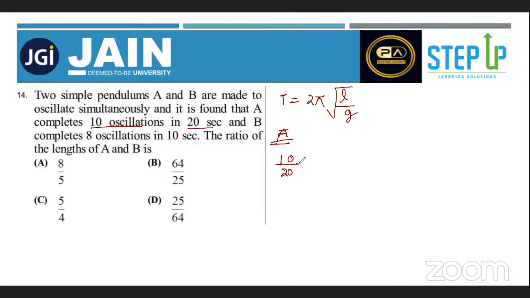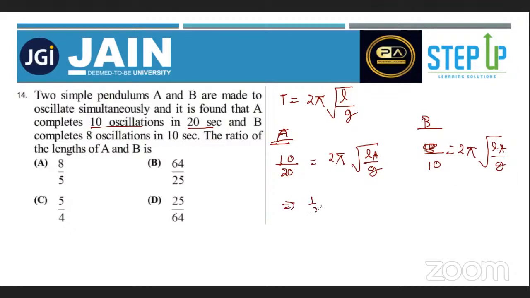Number of oscillations per second is 2 pi root over LA by G. This G is not changing. Or for B, if I want to write, I have 8 oscillations per second, so 2 pi root over LB by G. Writing this, it becomes 1 by 2. 2 pi is constant, so I'll just divide it.